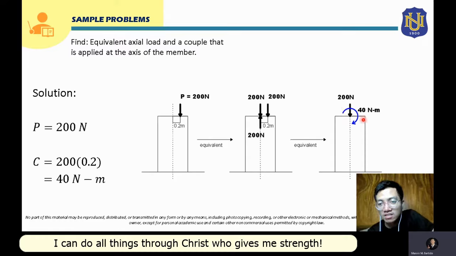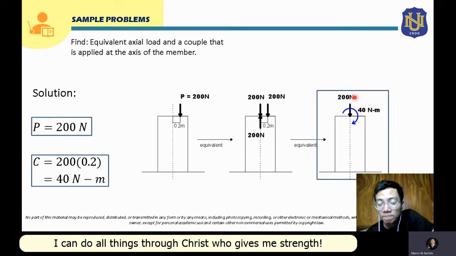The magnitude of this produced couple will just be F times D. Our F here will be 200 Newton, and our perpendicular distance D here will be 0.2. So this will be 200 times 0.2, which is 40 Newton meter. We can draw this couple in our system this way: this is clockwise, and this is 40 Newton meter. This will be the equivalent force and couple system that we are looking for in this problem. So this drawing is actually the answer for this problem.